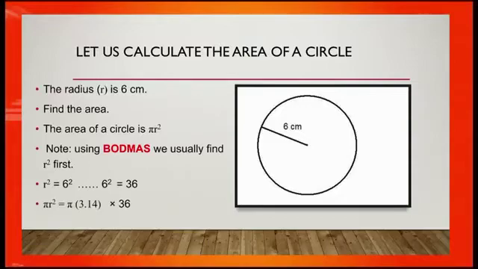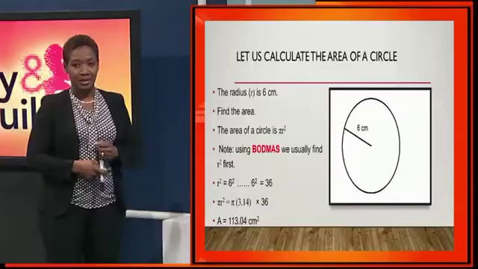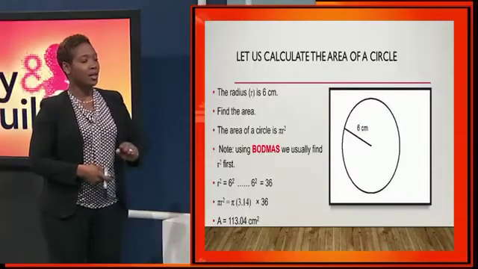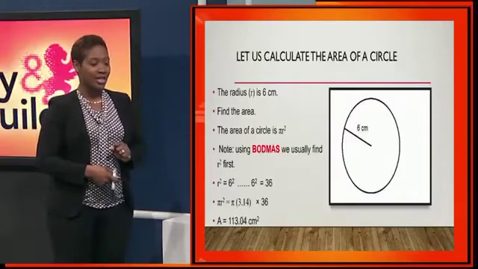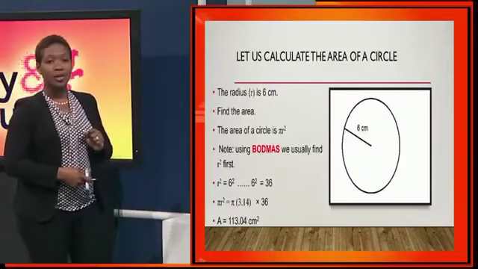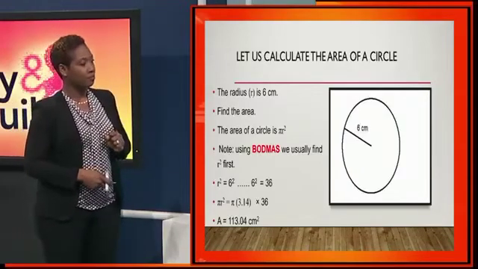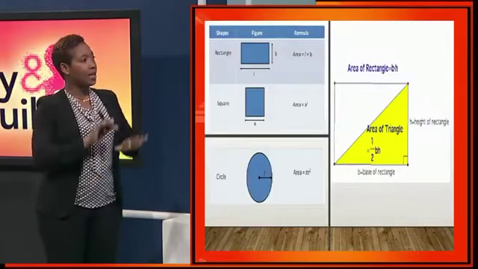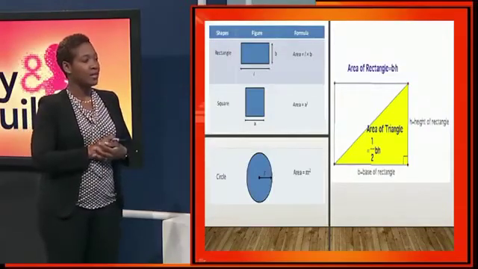Then you're going to multiply 36 by whatever value of pi you're using. In this instance, we're using 3.14, and that would give us the area being 113.04 square centimeters. All right, so for this circle, the area is 113.04 square centimeters.